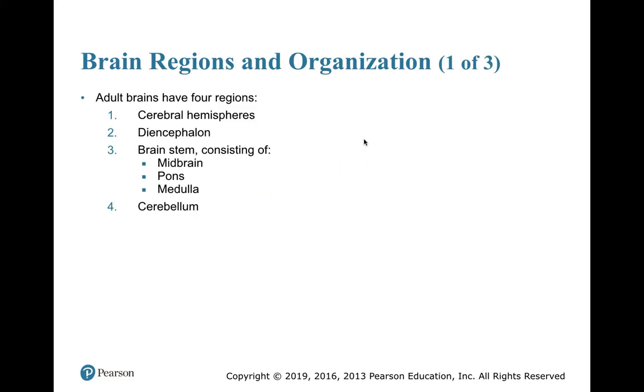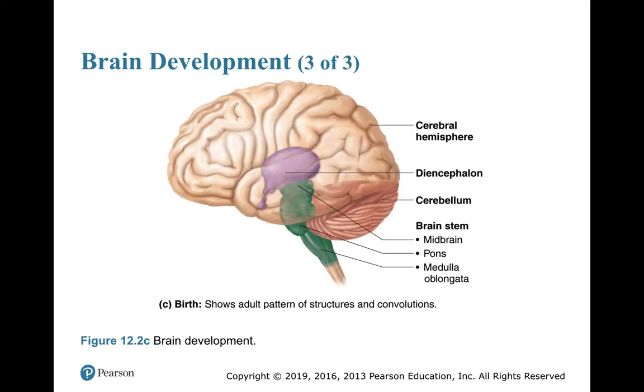The adult brain has 4 major regions: the cerebral hemispheres, the diencephalon, the brainstem, and the cerebellum. Some important structures within the brainstem that we'll look at individually as we go through this are the midbrain, the pons, and the medulla. So here is our adult brain. This is what we think about when we think about a brain. If you took the top of a skull off, this is what you'd be looking at. Those are cerebral hemispheres. Very important for critical thinking, intellectual processing, different regions for different things.